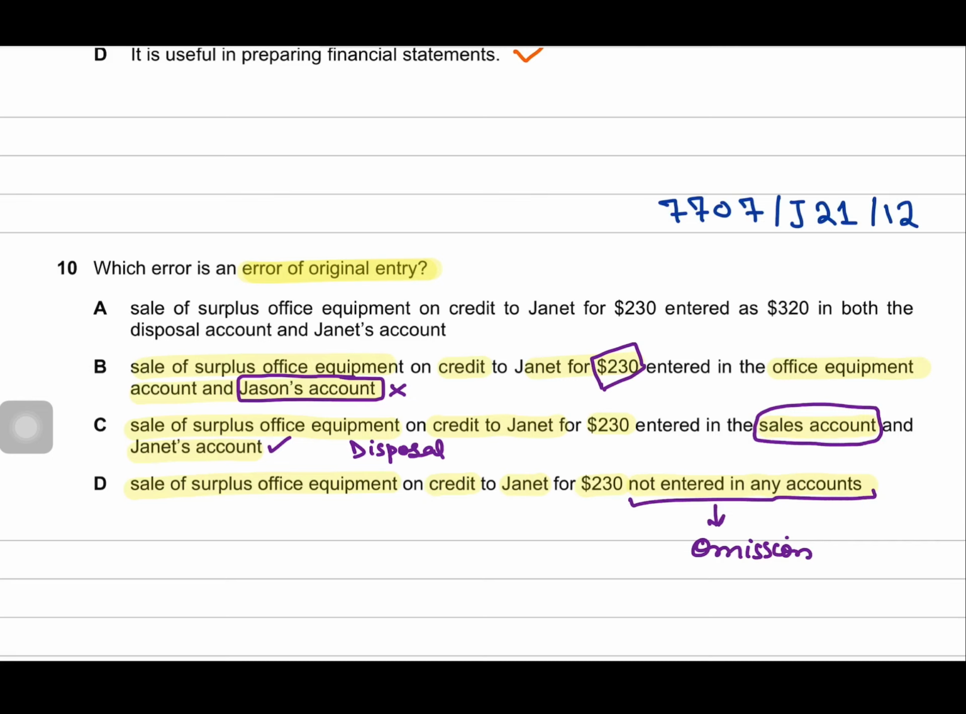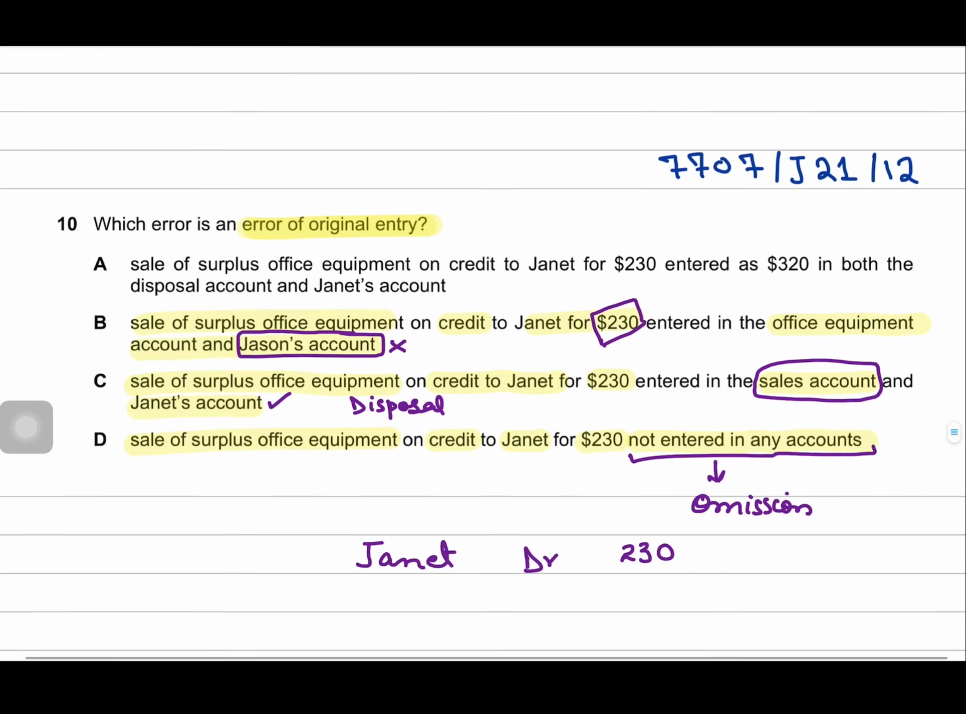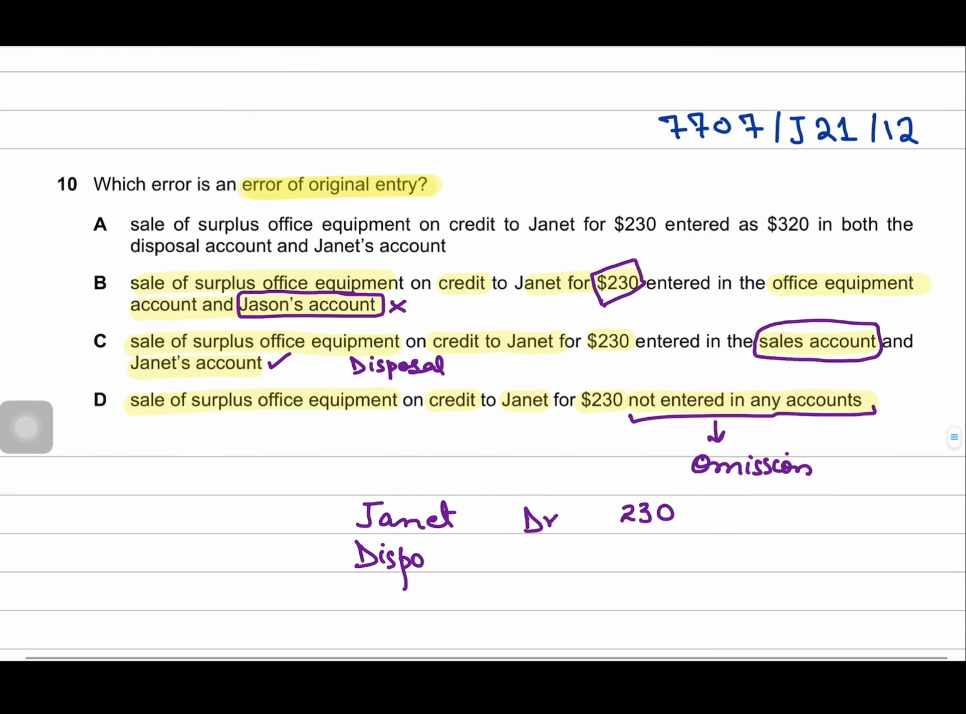How this transaction should have been originally recorded: Janet's account should be debited with 230 and the disposal account, disposal of the non-current asset, office equipment, should be credited with $230. The disposal proceeds, or what will be received in future, are never recorded in the office equipment account, never. Only the original cost of the non-current asset is credited in the non-current asset account and never the disposal proceeds, right? So this is totally wrong.